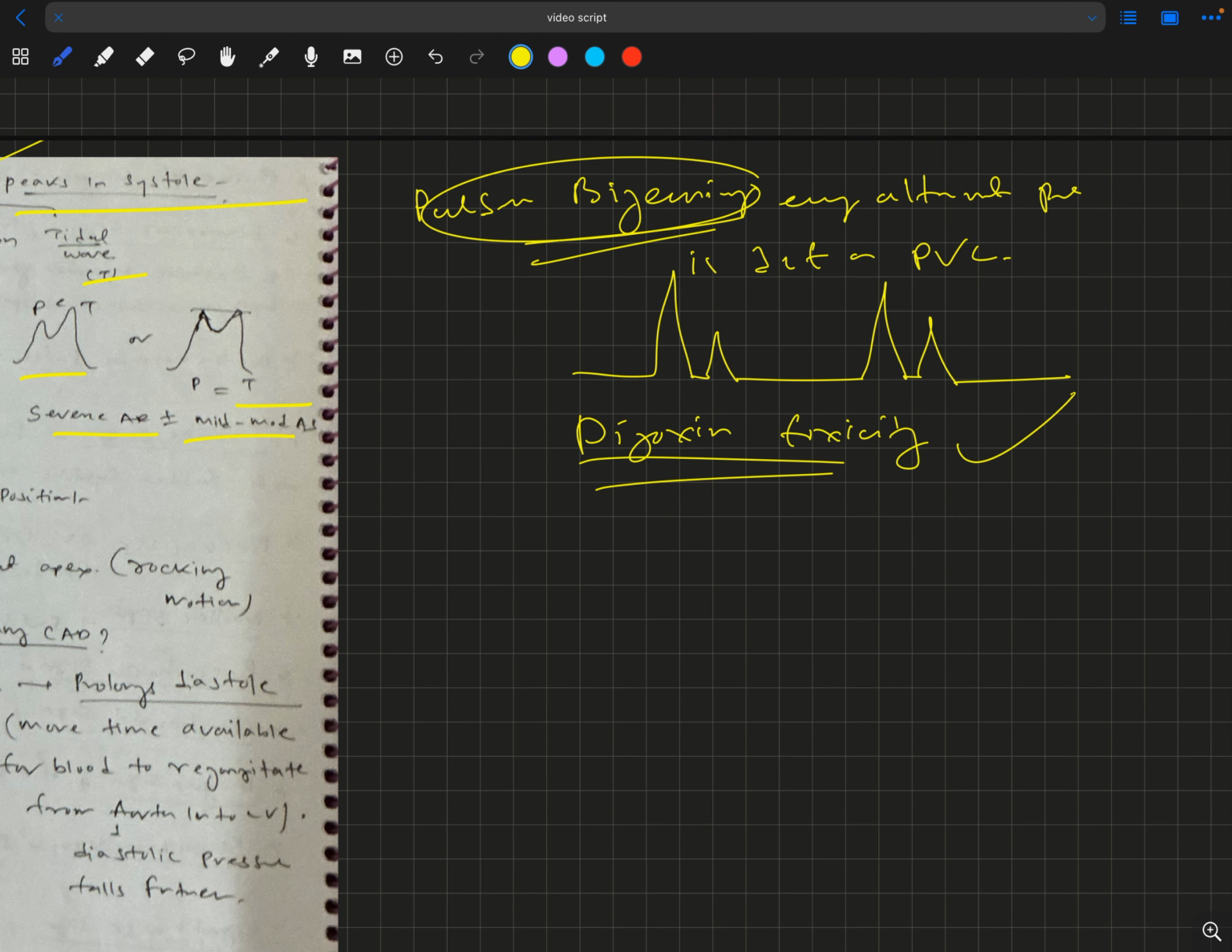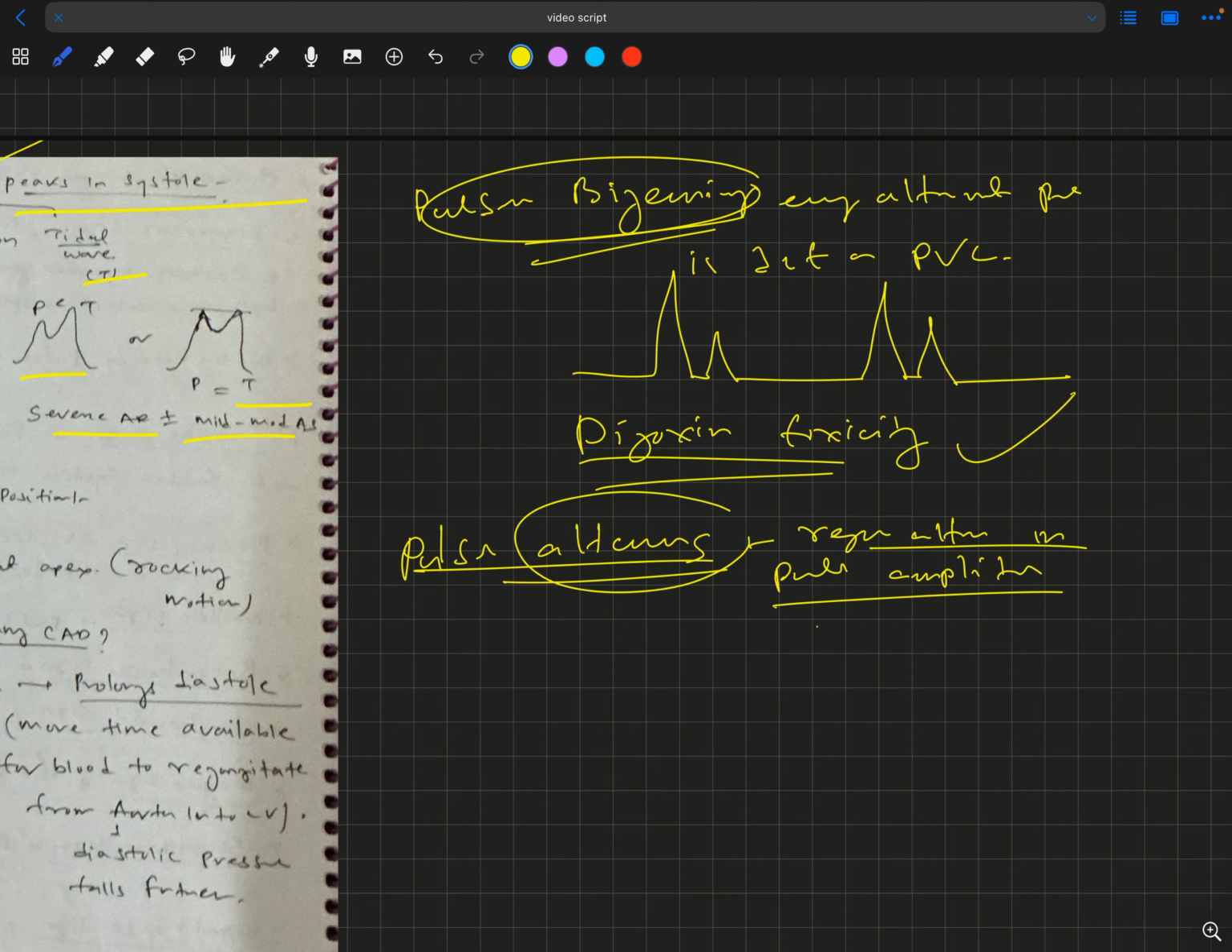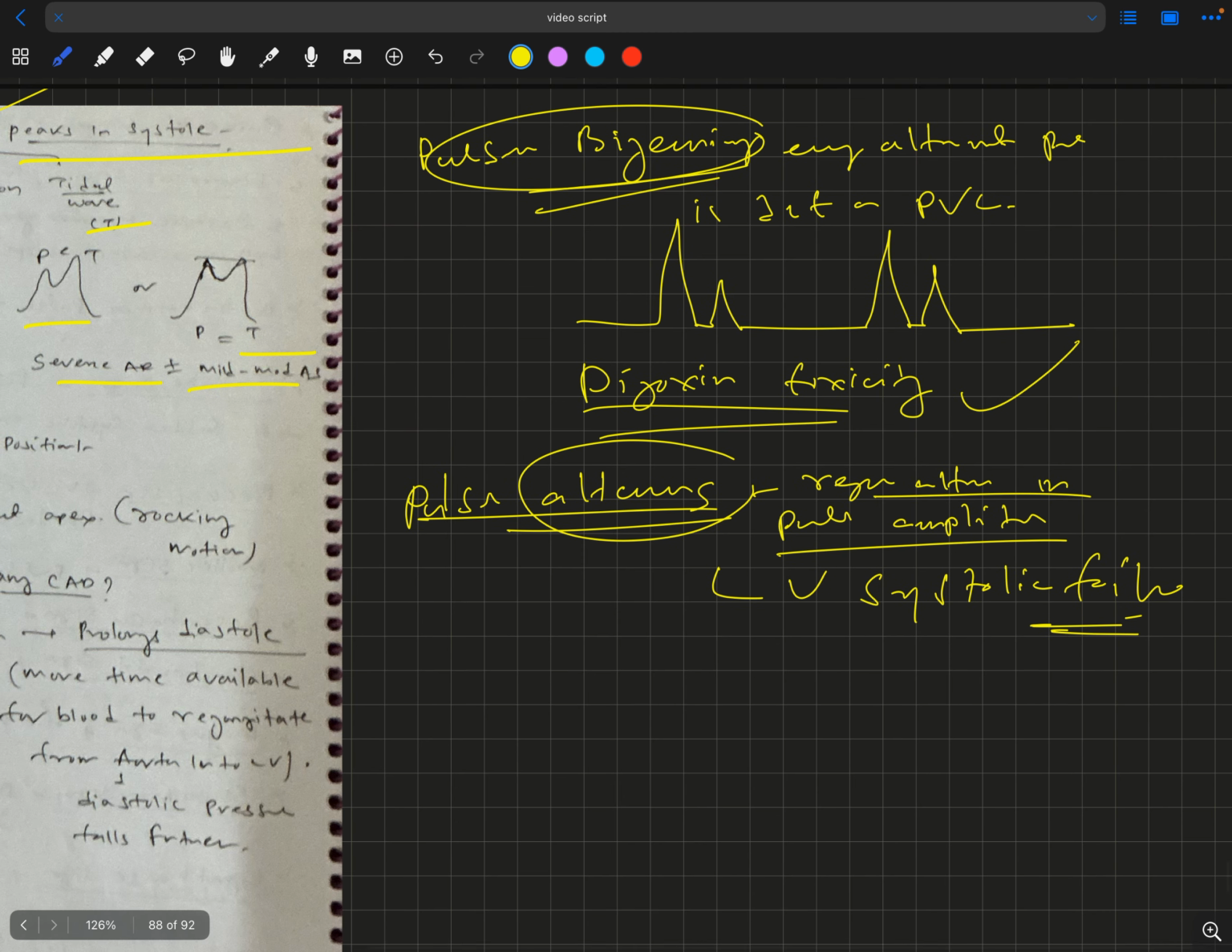It is called pulsus alternans. Pulsus alternans means regular alternation in pulse amplitude. This is in case of LV systolic failure. Then pulsus parvus et tardus, seen in case of AS, we have discussed that.